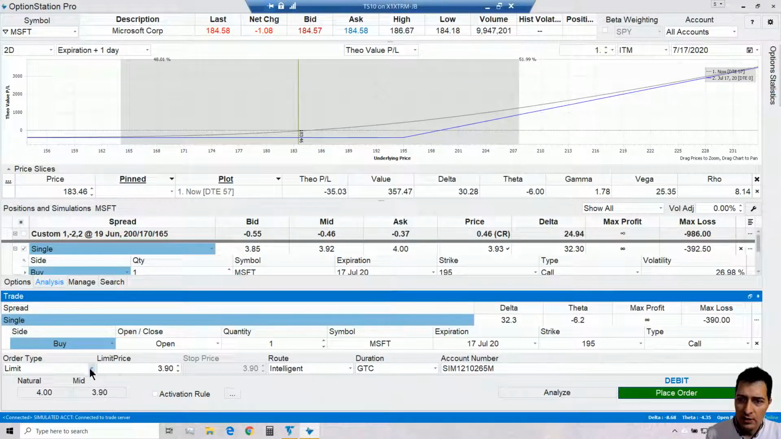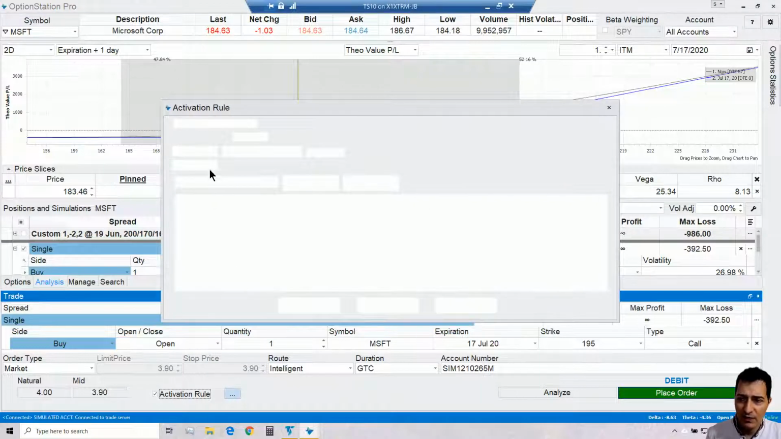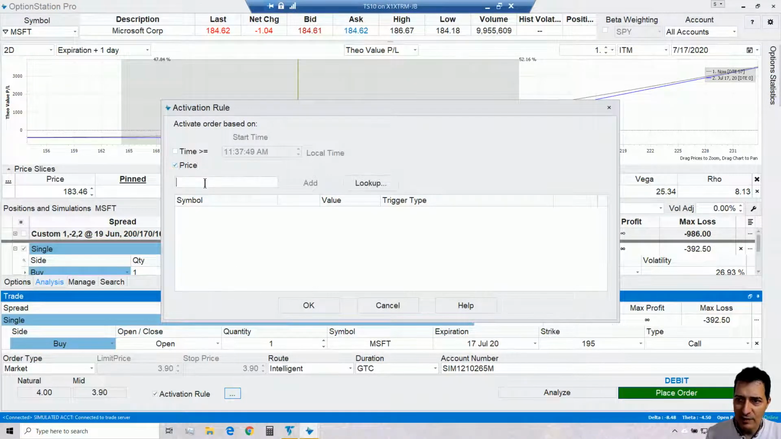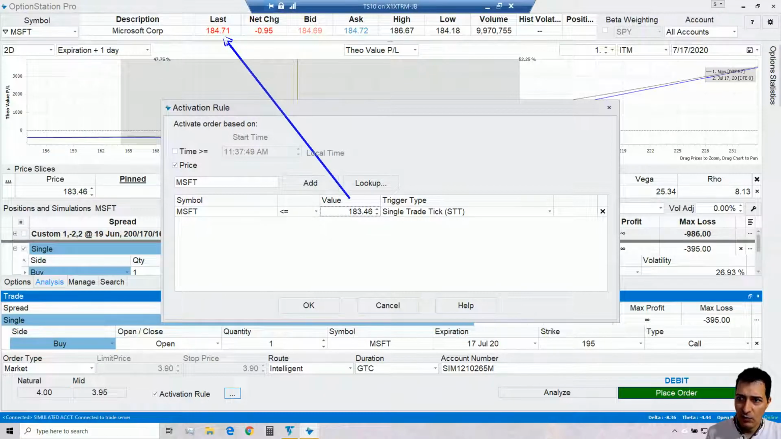So I will click market order here, but it doesn't mean I'm going to get filled now at market price, because I'm going to use an activation rule, which, as I said before, and if you have never seen this before, you will see it very visually now. That activation rule will be depending on the price of Microsoft shares, okay, dropping, okay, to be less than or equal to 183.46. So if Microsoft reaches that value, which is below the current price, as you can see on the top, is 184.71. So if Microsoft drops to 183.46, that will activate the order, and then I get filled.